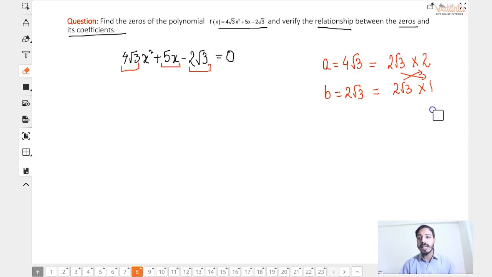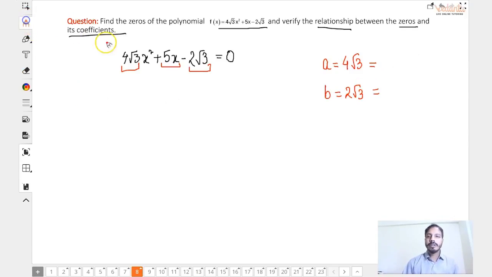So let me try to rearrange this. Now, how do I rearrange this? Okay, so rearranging means I can write this as root 3 into 4, simple. And here I can write it as 2 into root 3. Now let's see what happens. Okay, so let's see what can we do here.